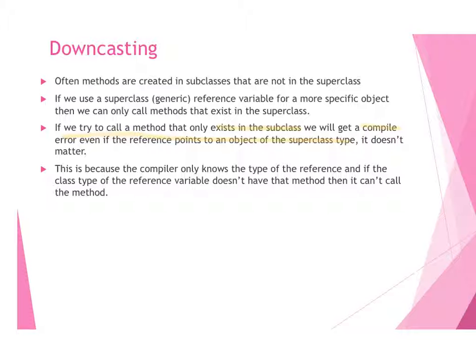And that's because it doesn't know. The compiler only knows what type of reference variable it is. It does not know what type of object is at that location. And so that's why we need to use a cast.